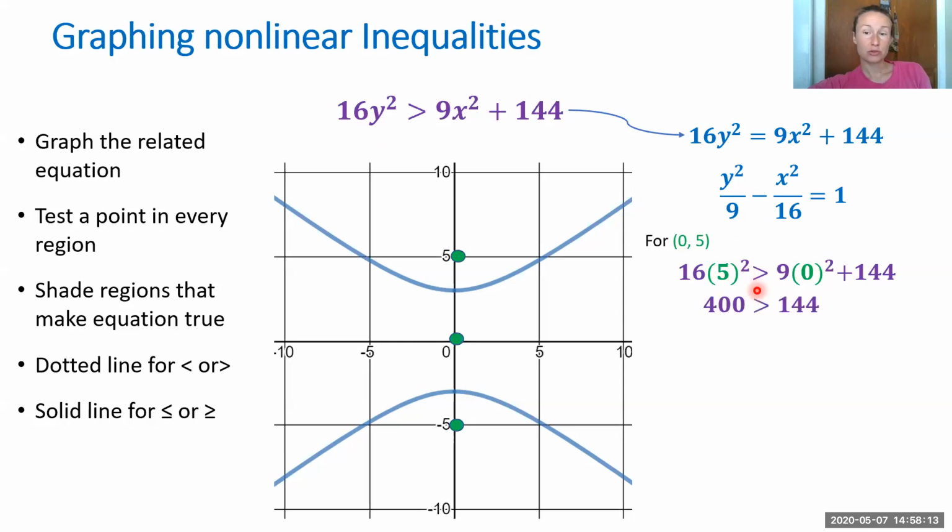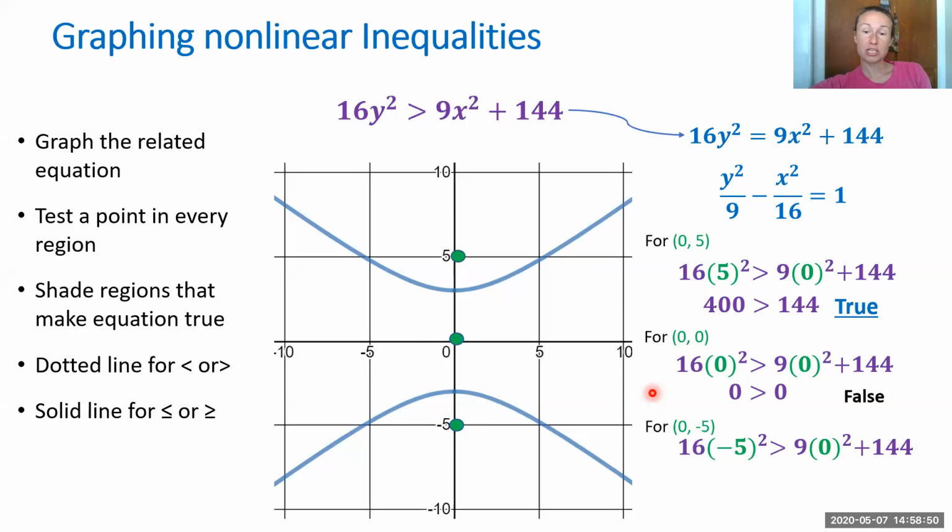It says that 400 is greater than 144. That's true. So this region would get shaded, because any point in this region makes this inequality true. Our next region is the middle with 0, 0. And we find that that says that 0 is greater than 0, which is not true. 0 equals 0. It is not greater than 0. So that region is false, and we will not shade anything in that region. No points in this region are solutions to our inequality.